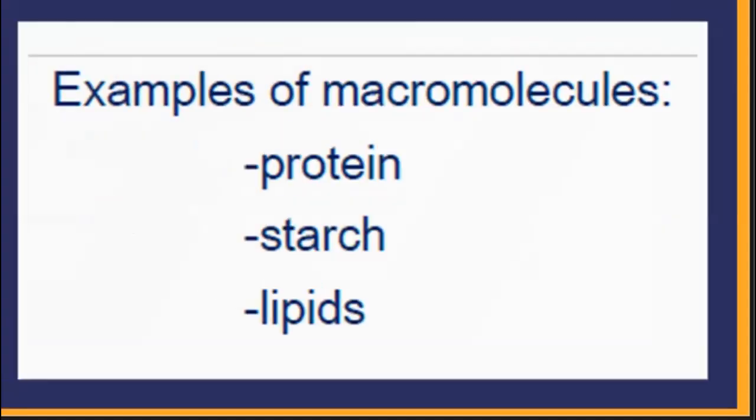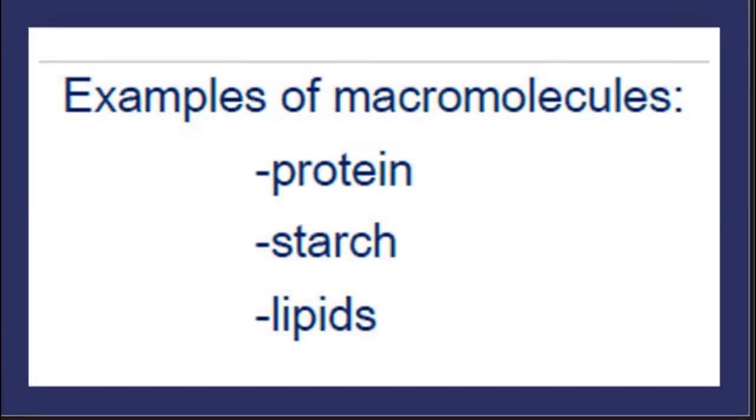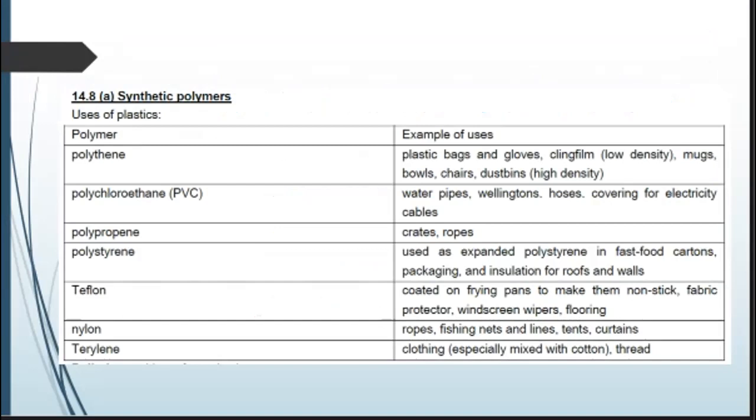All right, next example of macromolecules, naturally existing macromolecules. You have your proteins, your starch, and your lipids. These are naturally occurring macromolecules, right? Synthetic macromolecules, polymers. We have polyethylene, polychloroethylene, polypropene, polystyrene, Teflon, nylon, terylene. These are all examples of polymers, but these are not natural polymers. They are synthetic polymers, man-made polymers.